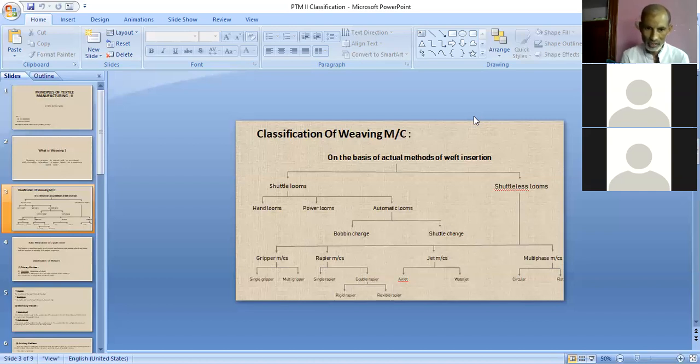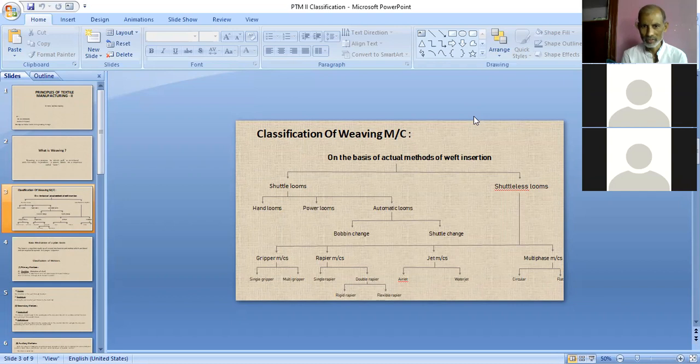These gripper machines are further categorized into 2 categories. One is single projectile and another is multiple projectiles. In single projectile, we use only one projectile, which takes the weft from one side to the other side. But in multiple projectiles, we use a number of projectiles which perform this process continuously.